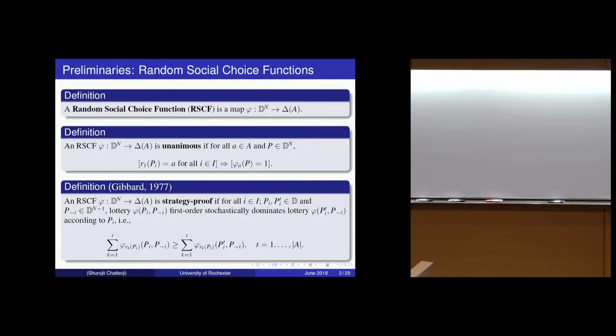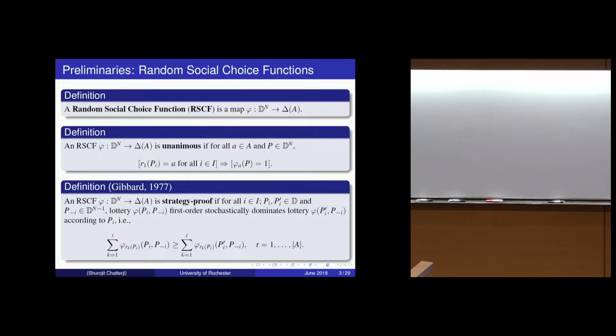And this has the feature that if you compute the expected utility of this agent under truth-telling, that's going to be higher than the expected utility of a manipulation for every possible Bernoulli utility that represents this person's preference. So it's a very robust form of strategy-proofness. So we will stick with this.